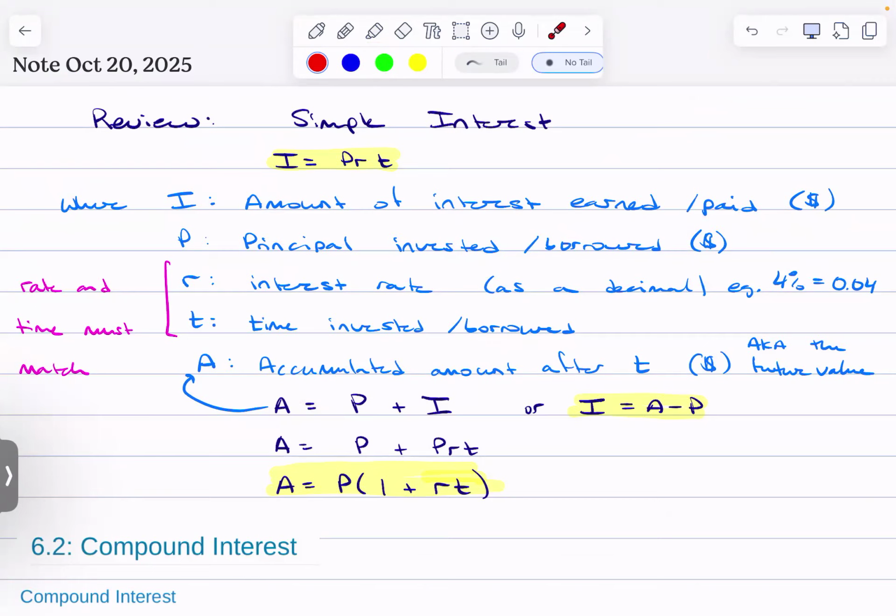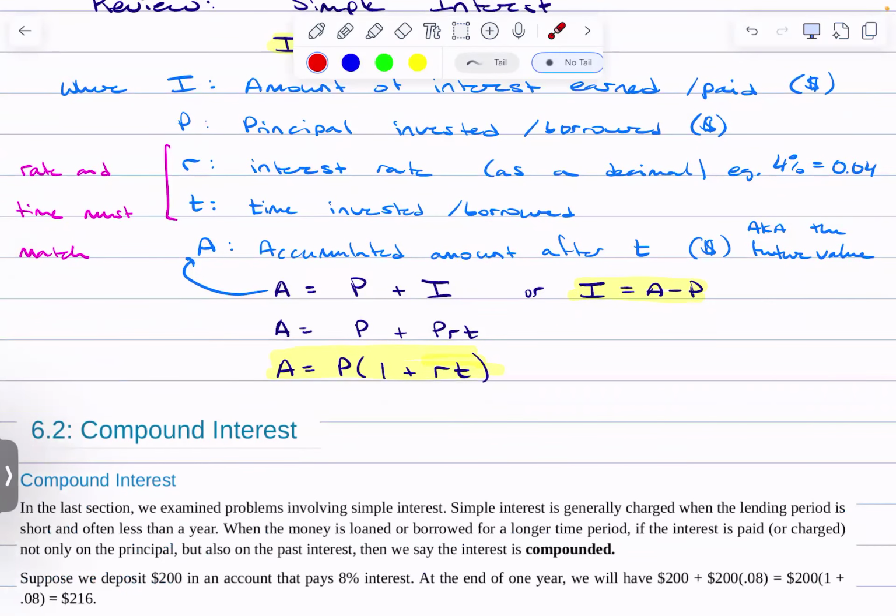Today we're going to talk about compound interest. Now, compound interest is more common. It's usually what banks do in the background. They're not really upfront about it, but if you read the fine print, it'll say how often it's compounding.